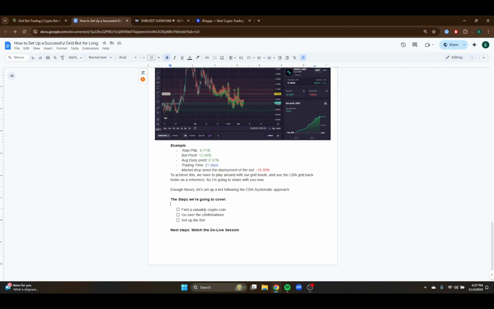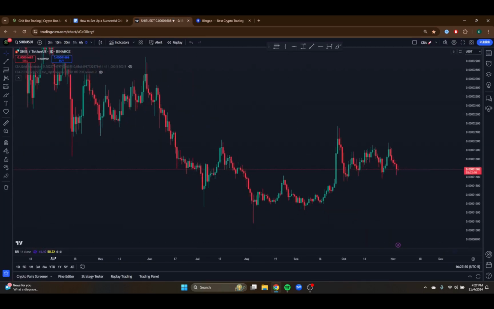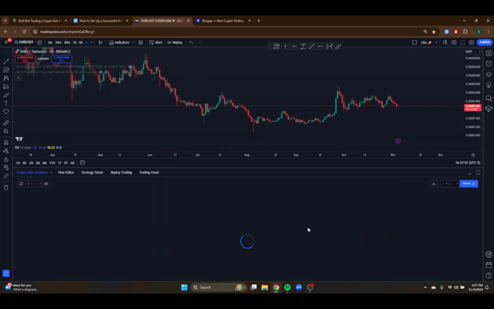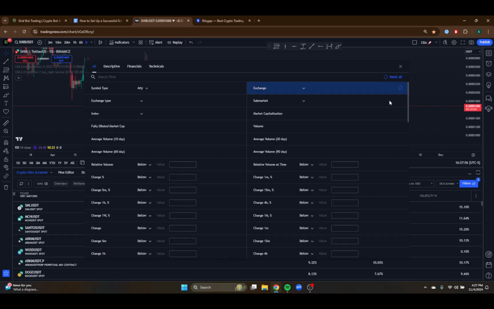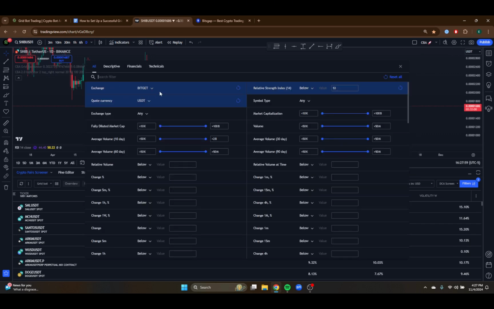So first, I'm going to find a profitable cryptocurrency to invest in. I'm going to head here to TradingView and, using the crypto pair screener, just make sure that everything is done properly. So we have exchange Bitsgap, quote currency USDT, RSI less than 53.